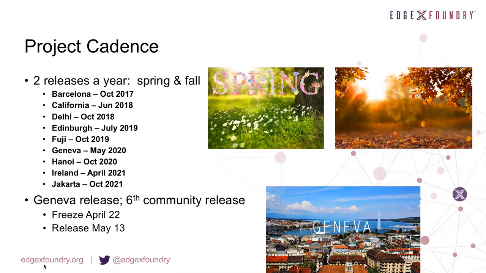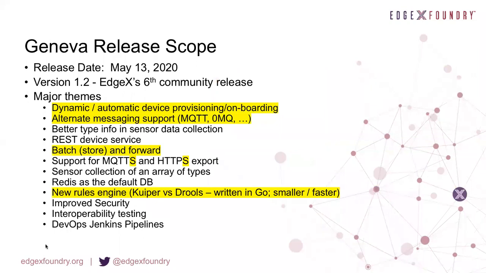So if we can go to the next slide, May. What is going to be in the Geneva release? Well, coming out here on May 13th, again, our 6th edition, this will be a dot release. It's going to be version 1.2. A couple of major themes here.